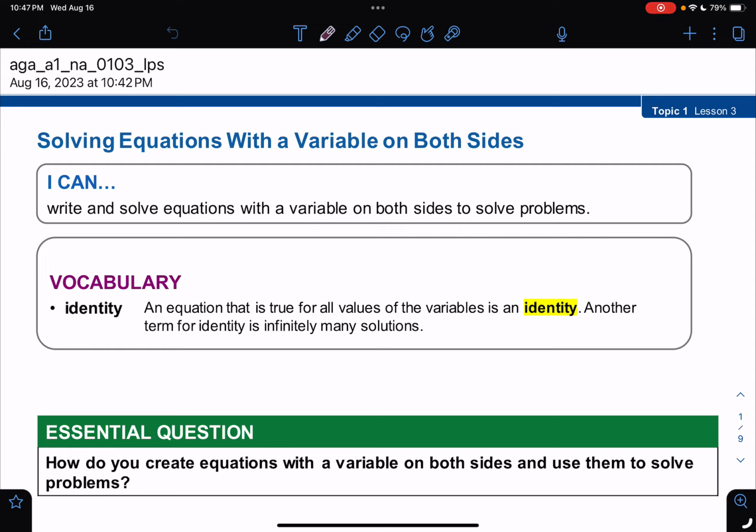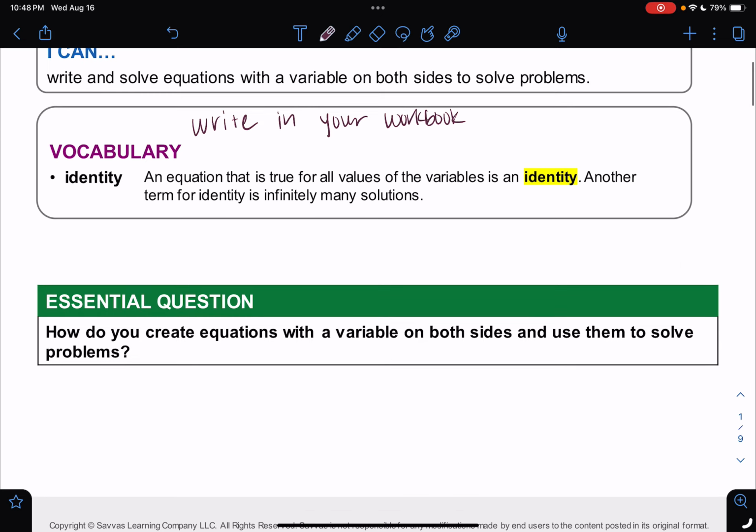Our new vocab, I need you to write this in your workbook. Write it on the sides if you can. Your new vocabulary word is identity. That's an equation that's true for all values of the variables. Another term for identity is infinitely many solutions. And our essential question for the day is: how do you create equations with a variable on both sides and use them to solve problems?